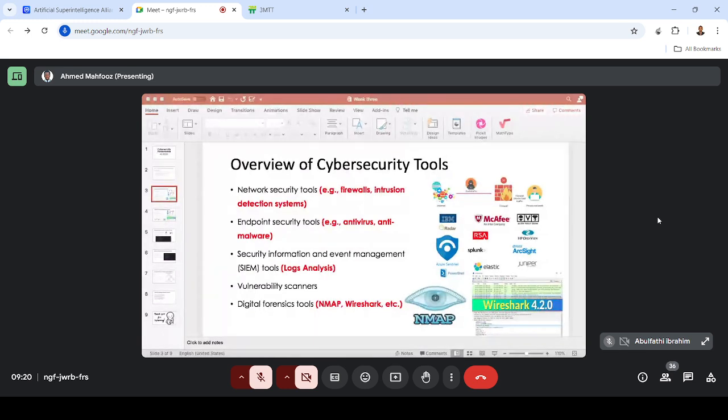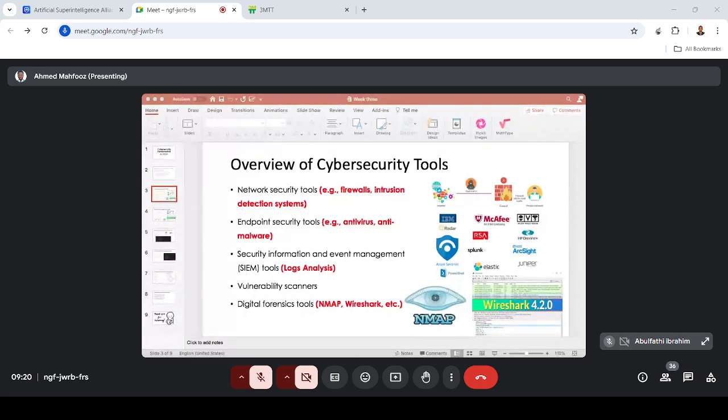Then we have security information and event management tools, that is SIEM. SIEM we have as an application, and sometimes as a command line also. It's mostly used to check logs. When we talk about logs and analysis, we're talking about analyzing what activities are performed on your network, who performed those activities, and from where they performed them.